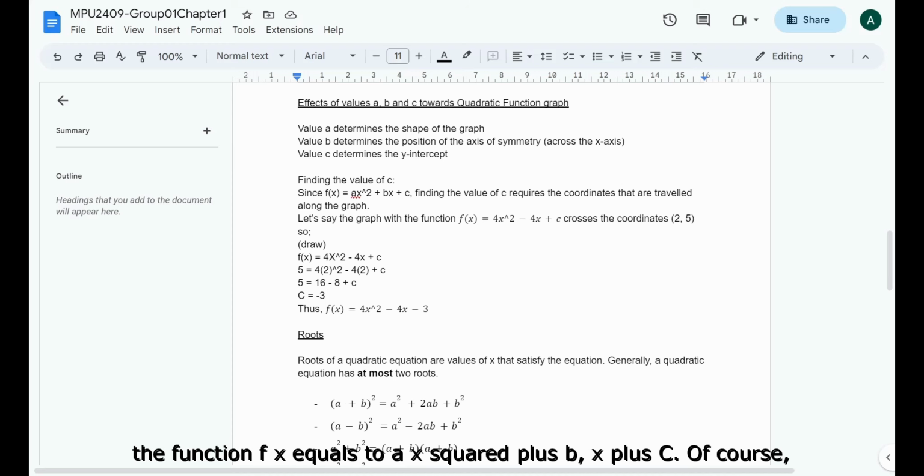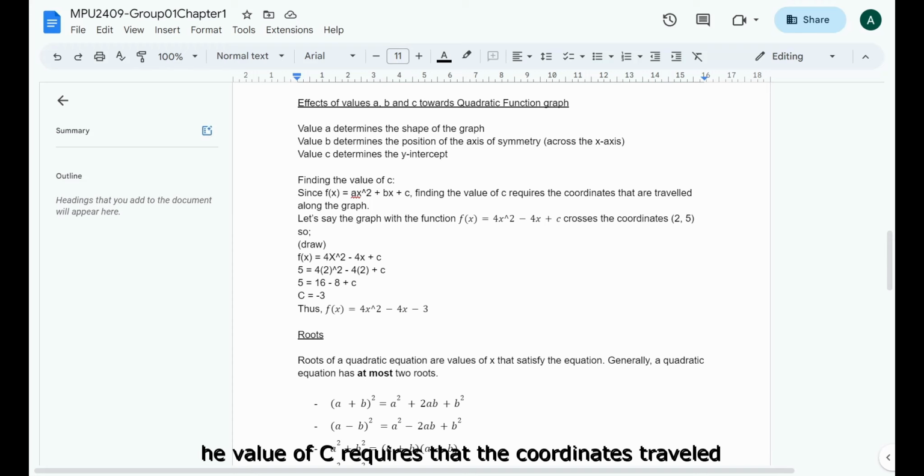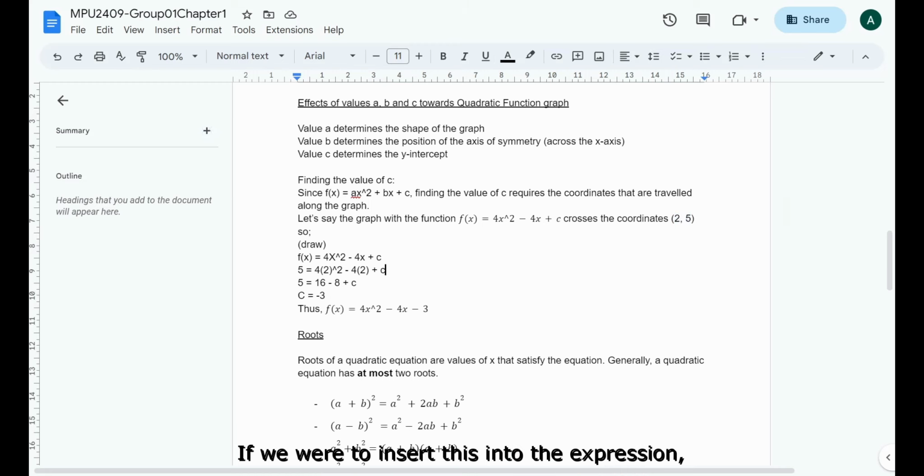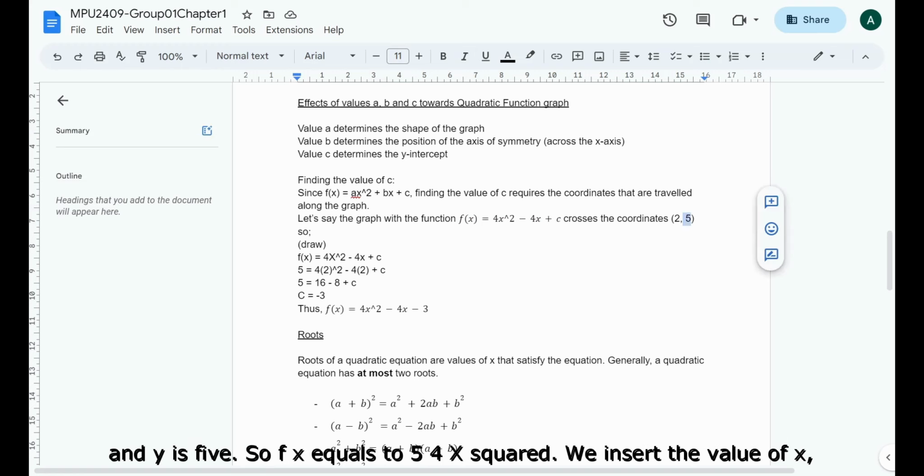Let's say we have the function f(x) equals ax squared plus bx plus c. Of course, the value of c requires the coordinates traveled along the graph. So let's say we have f(x) equals 4x squared minus 4x plus c, and that crosses the coordinates 2 and 5. If we were to insert this into the expression, we would have f(x) equals 5, because f(x) is equal to y and y is 5. For x squared, we insert the value of x, which would be 2.